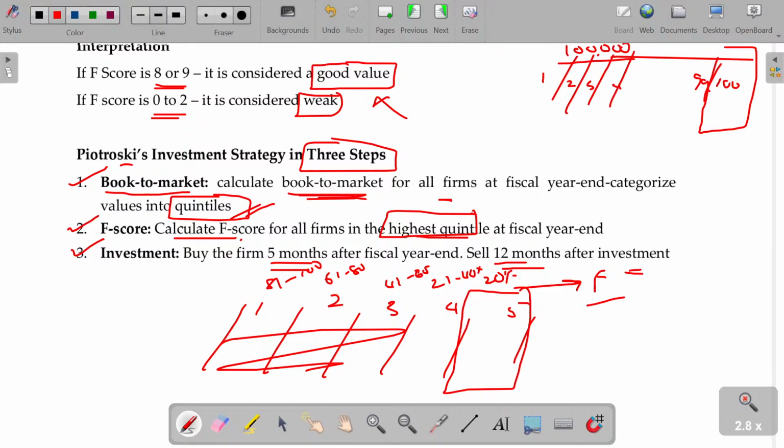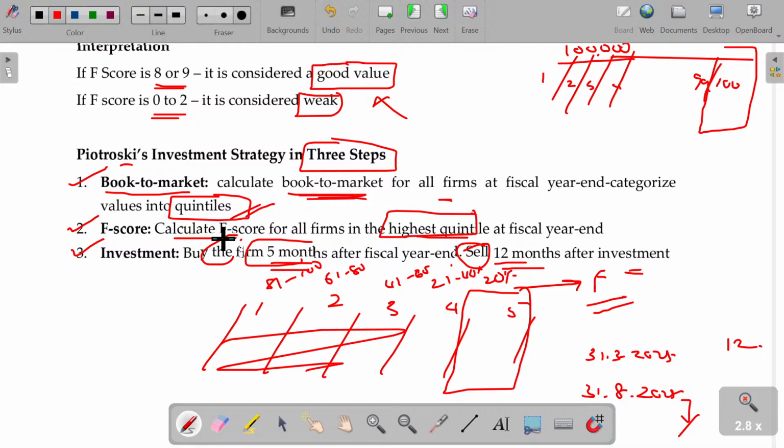For this, you can use the F score. Buy the firm 5 months after fiscal year end, sell 12 months after investment. So if the fiscal year ends on 31st March 2025, 5 months after means 31st August 2025. After that, you purchase. 12 months after, you can sell so that you can get some profit. That's how the strategy is given for the Piotroski.